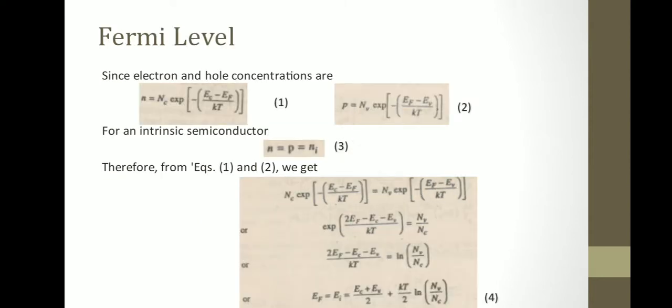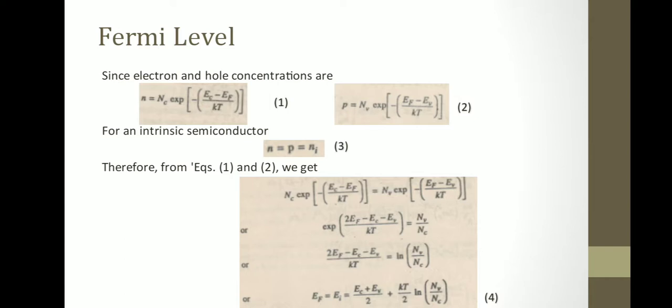Fermi level, since electron and hole concentrations are n is equal to Nc exponent of minus (Ec minus Ef) by kT, while the hole concentration is p is equal to Nv exponent of minus (Ef minus Ev) by kT. This is equation number 2. For an intrinsic semiconductor, n is equal to p is equal to ni. Therefore from equations 1 and 2, both these expressions are equal to each other: Nc exponent of minus (Ec minus Ef) by kT is equal to Nv exponent of minus (Ef minus Ev) by kT.